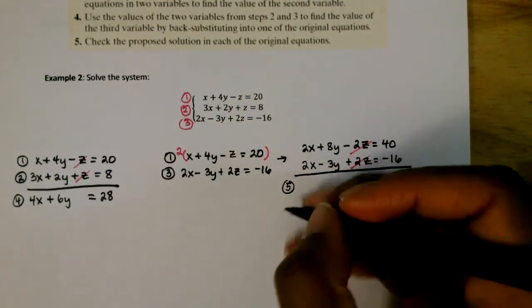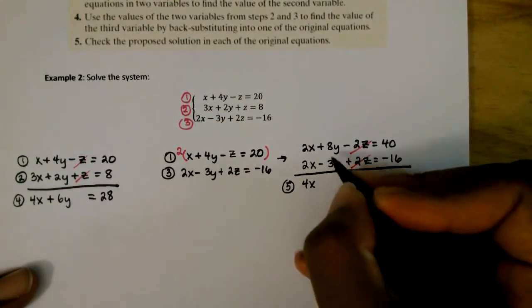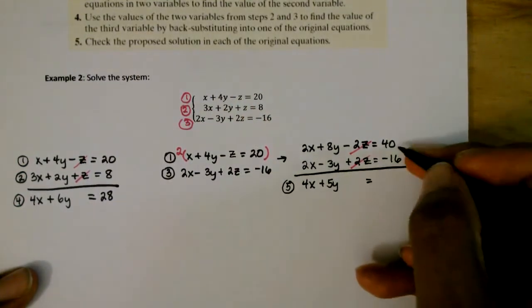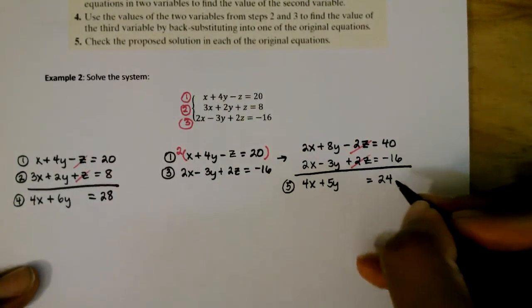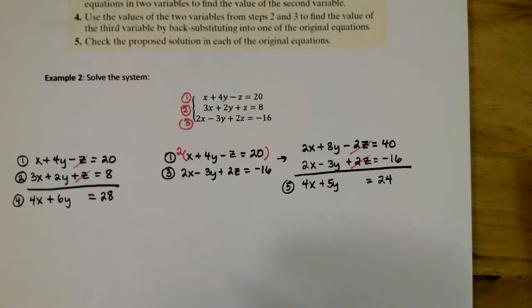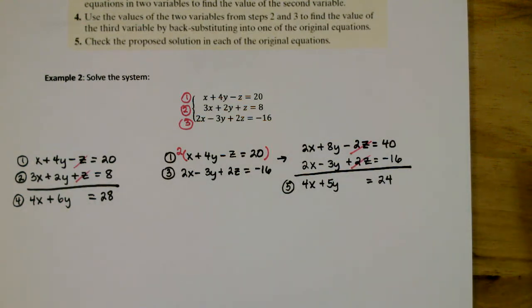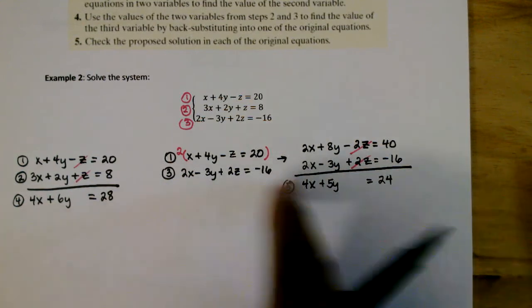So when I add 2x plus another 2x, that's 4x. 8y minus 3y would be a plus 5y. That's equal to 40 minus 16, which would be 24. So now notice I have equation 4 and equation 5 as equations in only 2 variables. Now I'm going to use those 2 equations and use the addition method and come up with an equation in a single variable that will give me the value of that variable. So all of what I did here was step number 1.